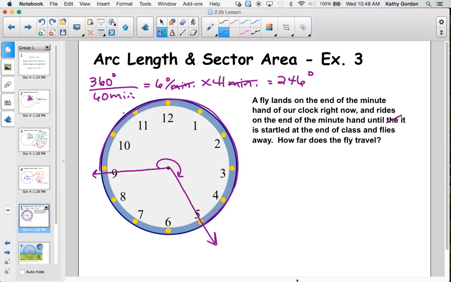Okay, so is that what I should use for theta? Why not? If somebody would say no. Yeah, so now we need to take that degree angle and convert it to a radian angle before we can actually stick it in for theta.